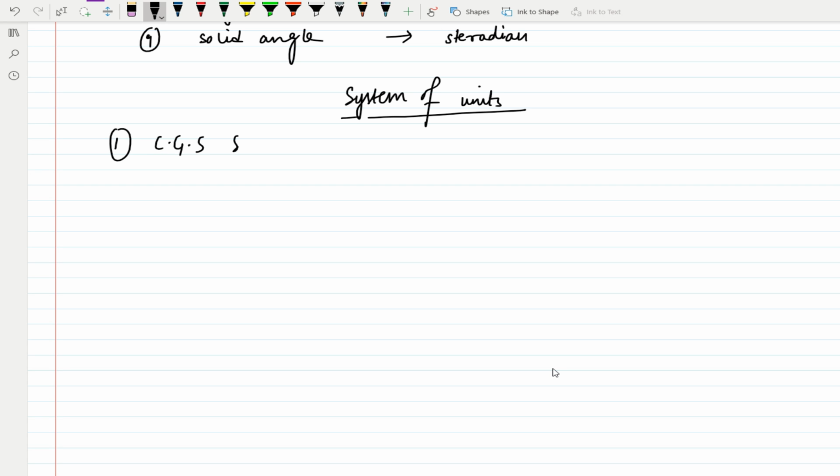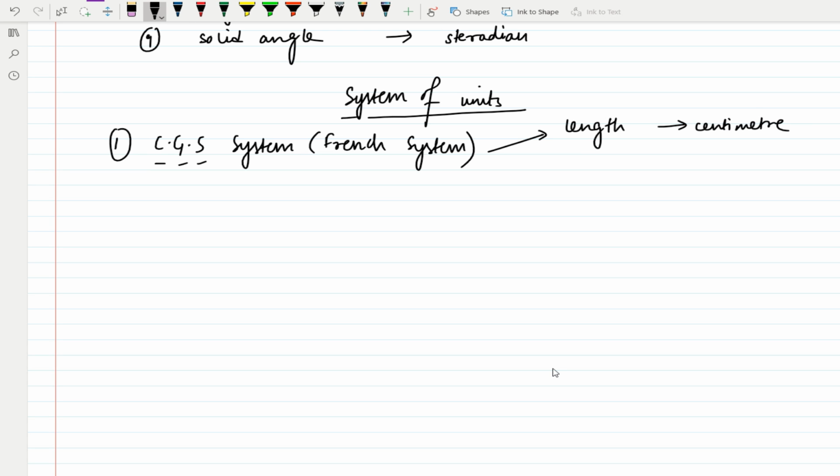CGS system. Now the full form is centimeter gram second system. This is also known as the French system, so you can say that this system was used by the French. Now in this, length was denoted by centimeter, mass was denoted by gram, and time was denoted in second.